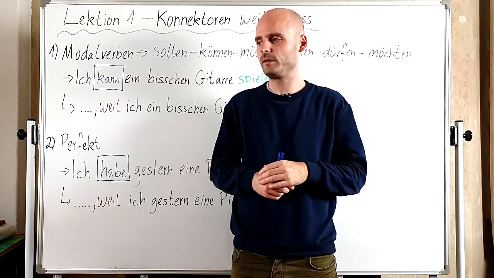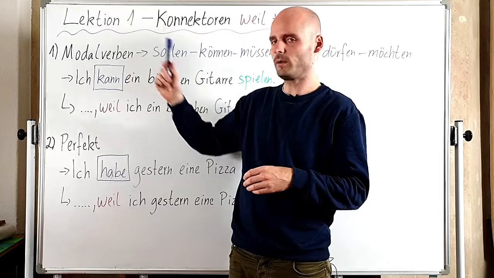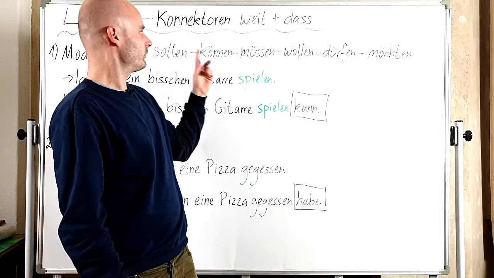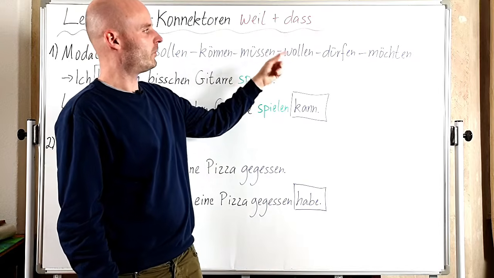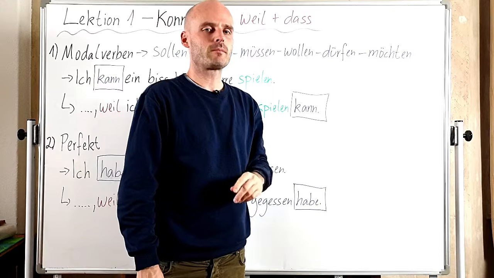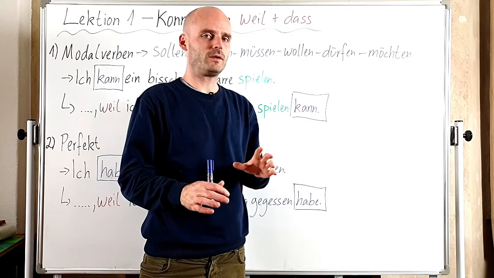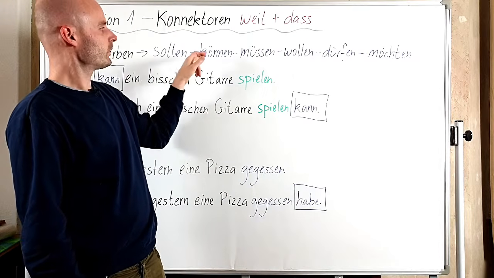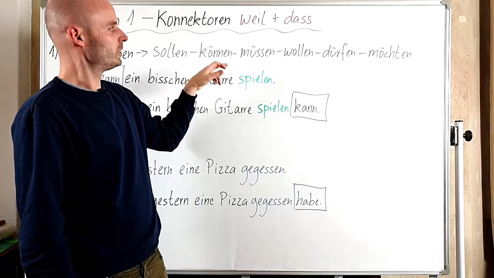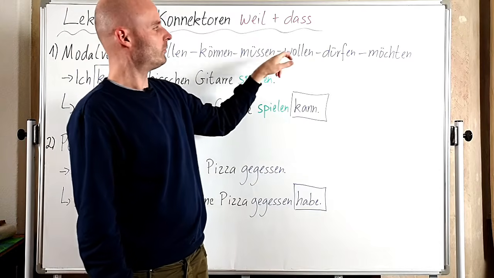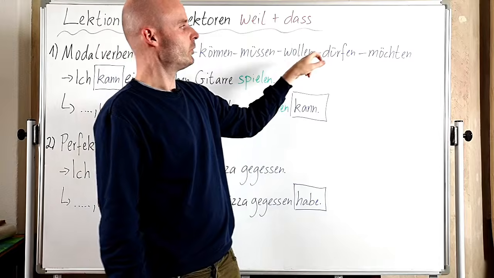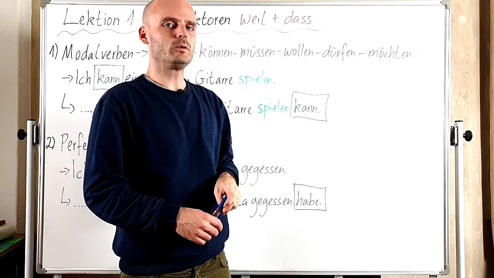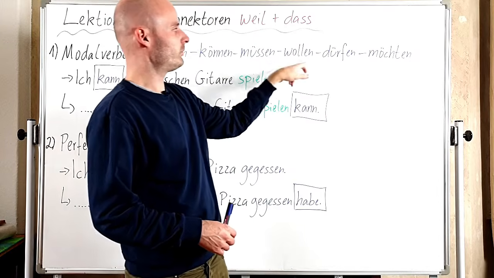So here we have two very simple examples for modal verbs. I hope you remember what modal verbs are. You should basically know that by now. We have sollen, können, müssen, wollen, dürfen und möchten. It's hard to translate them because in different contexts they can mean something different, yeah? But basically what they mean, sollen is to should, können is to can or to be able to, müssen is to have to, wollen is to want to, dürfen is to be allowed to, und möchten is to I would like to. Yeah? So it's basically a formal way of I want to.